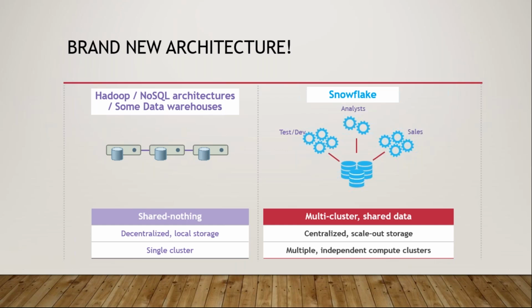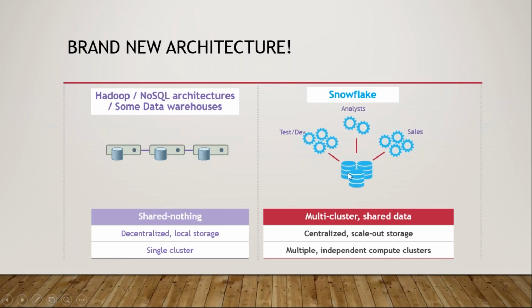Why do we call it a brand new architecture? Personally, I feel this is a brand new architecture because it has a multi-cluster and shared data architecture, which is kind of impossible, or I would say a little challenging, in the case of an on-premise data warehouse, right? There we have a shared-nothing architecture, and it is decentralized, meaning you cannot maintain all the data at a centralized location. It has a single cluster, with its own node and its own storage attached to it.